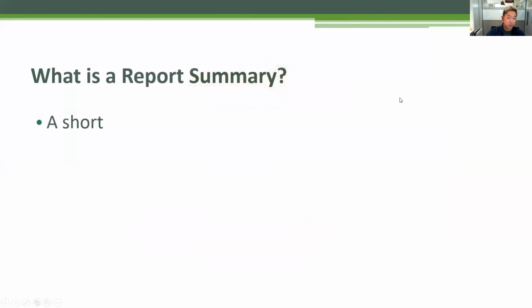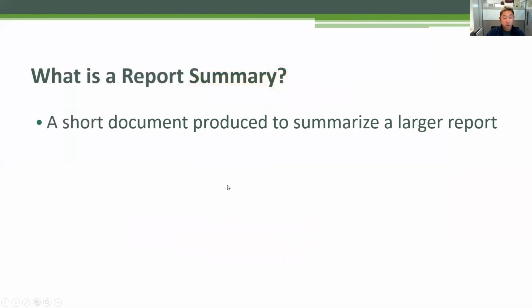What is a report summary? A report summary is a short document produced to summarize a larger report. Essentially, it can be anywhere from 1 to 2 pages. A technical report could be anywhere from 5 to 50 pages. And so it's really condensing that information down without losing a lot of the core information.